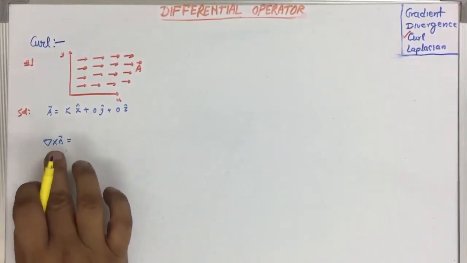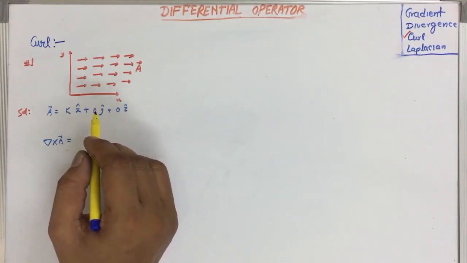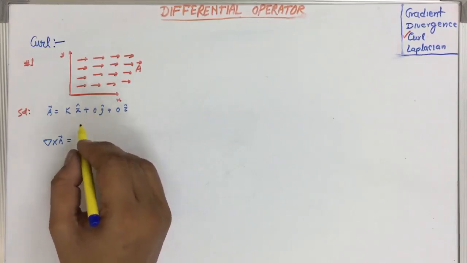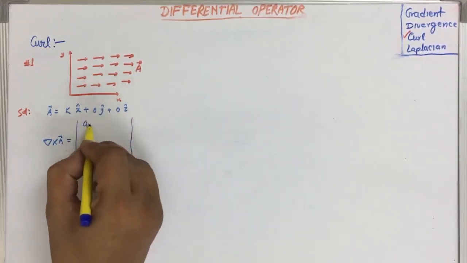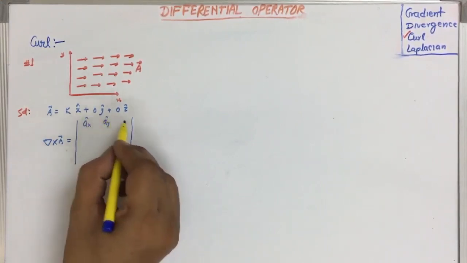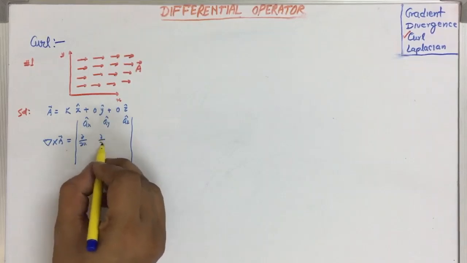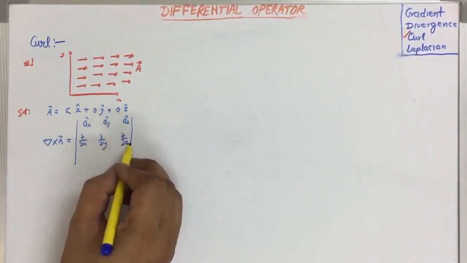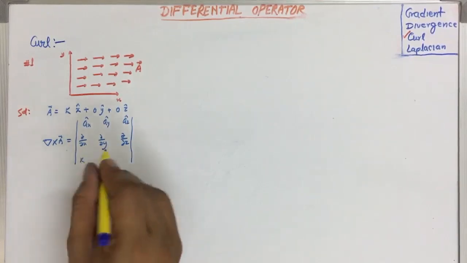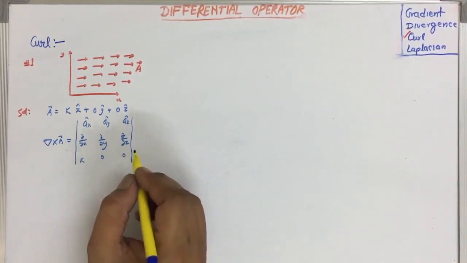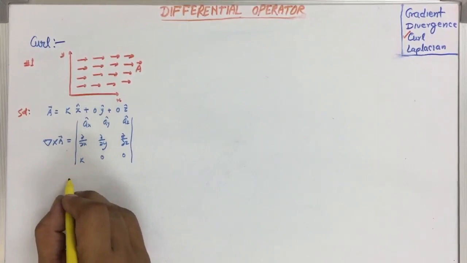Because this is our requirement to find the curl. As it is a rectangular coordinate system, according to del we will write ax, ay, az, del over del x, del over del y, del over del z. Here the x component we have to write k, here the y component, here we have to write the z component of the field.